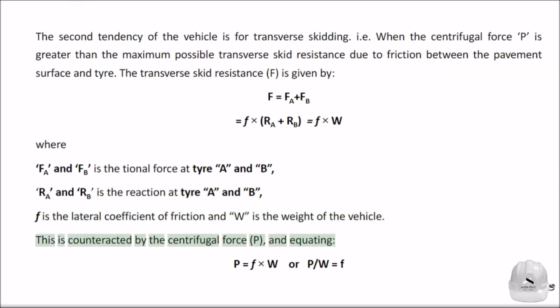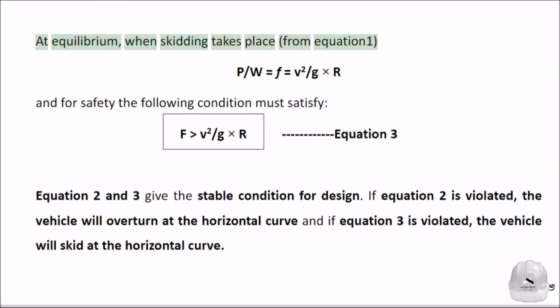This is counteracted by the centrifugal force, P, and equating P equals f times W, or P/W equals f. At equilibrium, when skidding takes place, from equation 1, P/W equals f equals v²/(g times R), and for safety the following condition must be satisfied: f ≥ v²/(g times R). Equation 3.